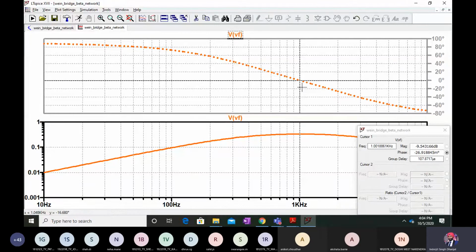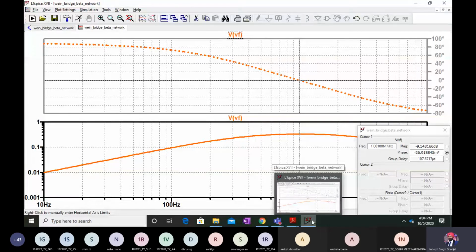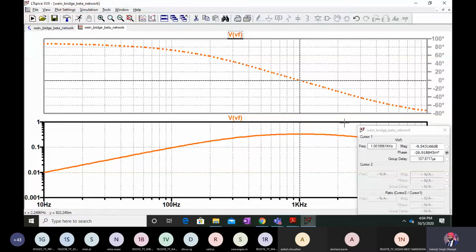So that means it is happening only at one frequency. And what is that frequency? 1 kilohertz. Everyone following now? How the phase shift is 0 degrees for the feedback network, and why the gain of the feedback network should be 1 by 3? Any doubts over here? Hello. No, sir.